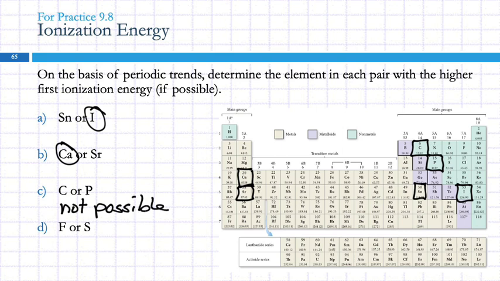And then fluorine or sulfur. This is getting very messy. There's fluorine and sulfur. Now, those two are also on the diagonal, but here, both of the trends reinforce each other. So going across, we predict fluorine to be smaller, to have higher ionization energy. Going down, we predict fluorine to be smaller and to have higher ionization energy. So we expect that fluorine is going to have the higher ionization energy. Any questions?